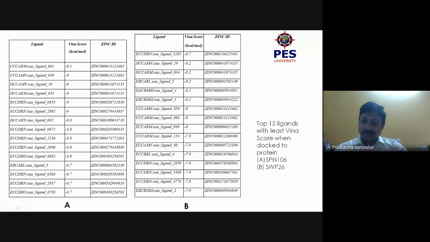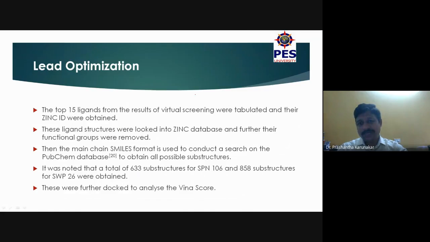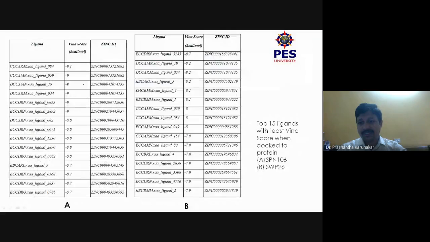After the docking, we took the top 15 ligands based on the energies, from minus 9.1 onward. This is for SPN106, and this is for SWP26. The ZINC ID is mentioned here, then the Vina score. The next step is lead identification. We identified the ligands based on the energy, but of course there are many ways. Even in my own cases, we did not consider only the energies; we also generated plots for each of these interactions and then selected the right ligand.